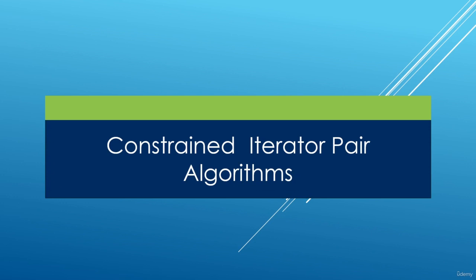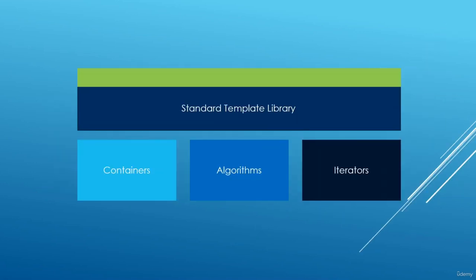In this lecture, we are going to expose you to the idea that even in the C++20 range libraries, we have a bunch of constrained iterator pair algorithms. So far, we have seen that the STL is made up of three components. We have containers, algorithms, and iterators. And we are really learning about range algorithms in this chapter here.